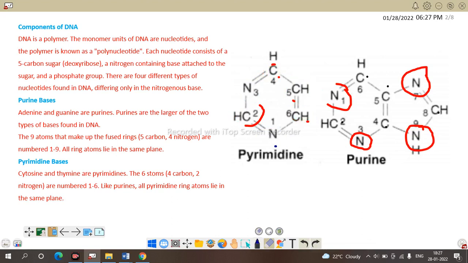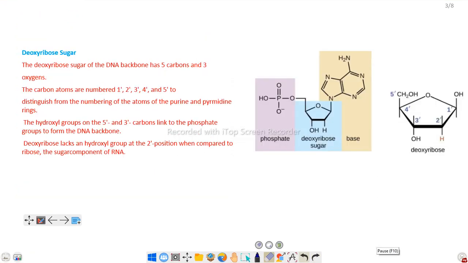So here we finish with purine and pyrimidine, or the nitrogenous bases, the structure, and how the carbon and nitrogen are attached within. Next is the pentose sugar, which is nothing but the deoxyribose sugar. The deoxyribose sugar of the DNA backbone has 5 carbon and 3 oxygen. As you see in the photographic image, the carbon atoms are numbered 1, 2, 3, 4 and 5.